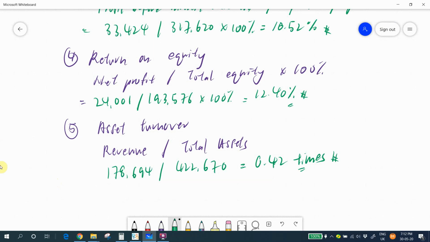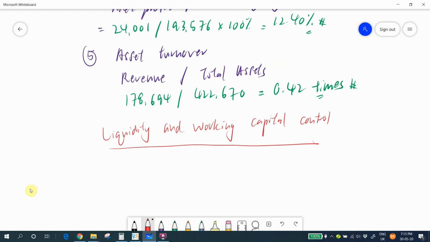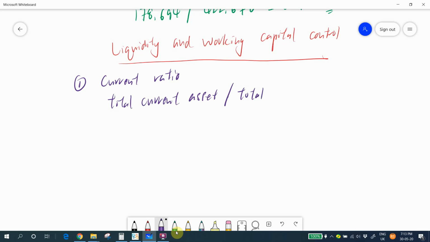The next ratio that we are going to calculate will be liquidity and working capital management, or working capital control. The first ratio that we are required to calculate under this category, first one, current ratio. How do we get our current ratio? We use total current asset divided by total current liabilities.